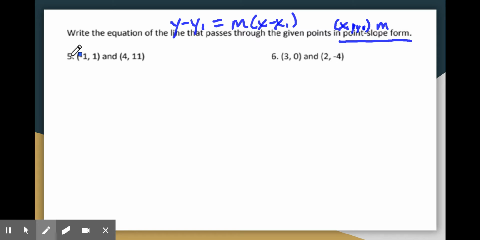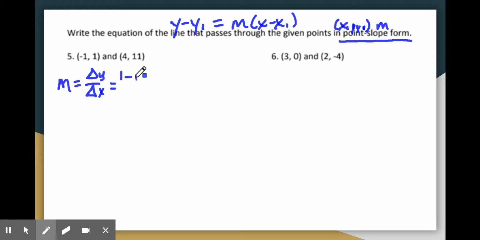So let's start with number 5. It says negative 1, 1, and 4, 11. Well, there are 2 points here. There's not a point and a slope. There are 2 points. But we can use the 2 points to find the slope, right? So slope is delta y over delta x. We already know that. Okay, so let's take these numbers and see what we get.